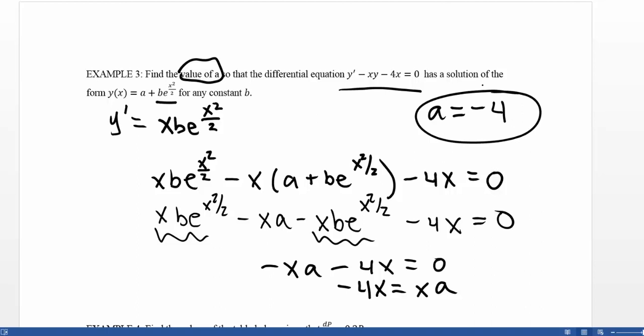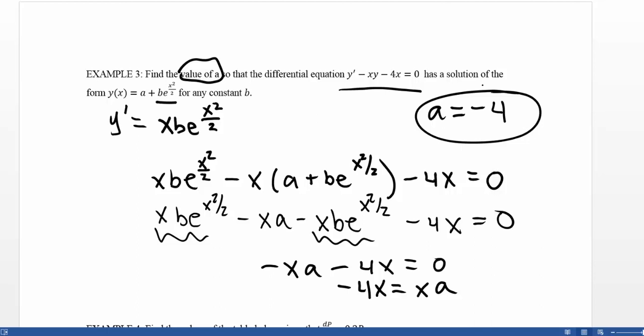And so when a equals negative 4, I have a solution to this problem of the form a plus b e to the x squared over 2 for any b, because that b is going to cancel out as part of the process. So I'm able to solve for a. When you're looking to solve for a constant that satisfies a differential equation, the key pieces are finding the derivative and the function and plugging them in, and then using algebra to determine whatever the condition is that you are trying to solve for.